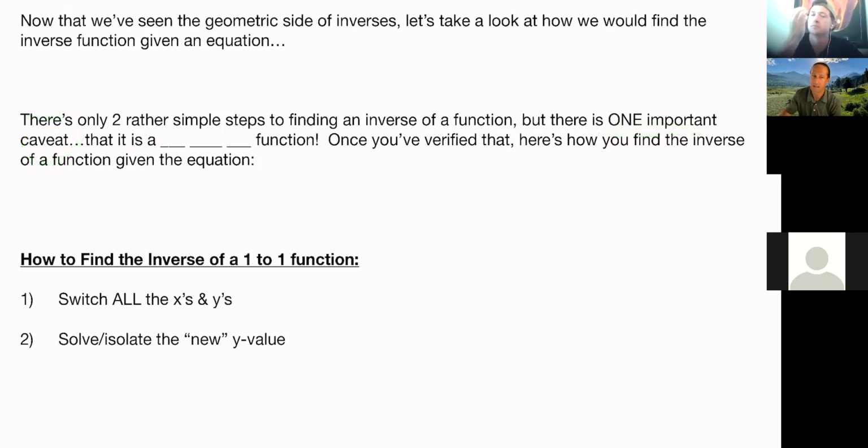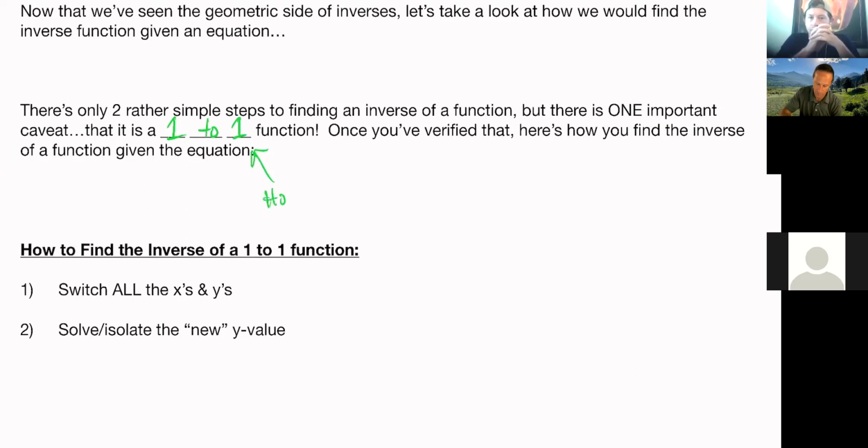In order to find an inverse, it has to be what kind of function? 1-to-1. 1-to-1 function. Excellent job, guys. Very good. And how do we test for that? If we have the graph or we can see it? Horizontal line test. Very good. Awesome. So if they ask you to find the inverse, well, then we're going to do the reverse.